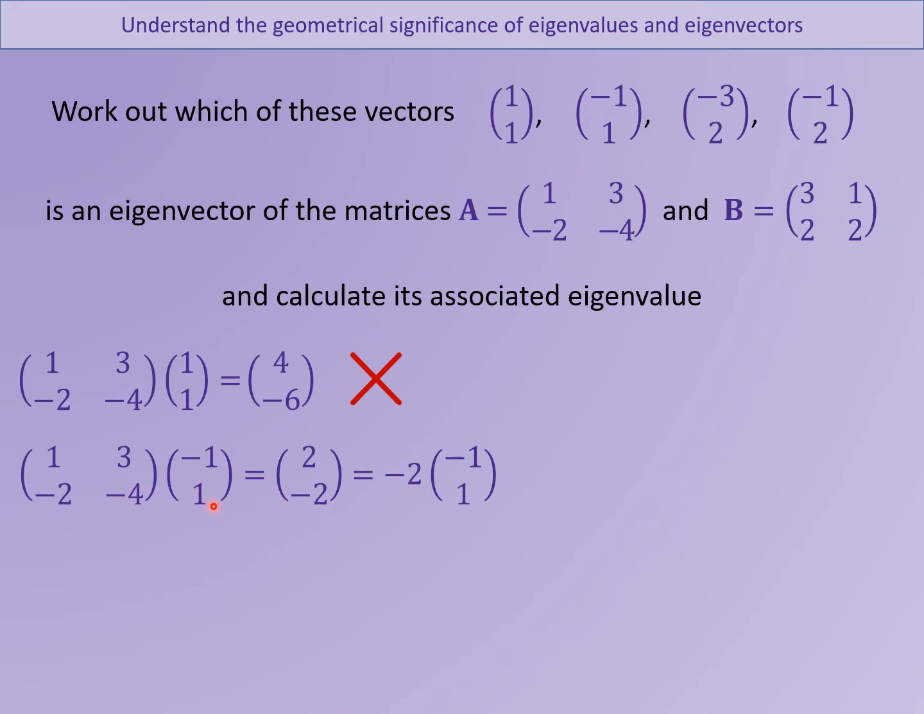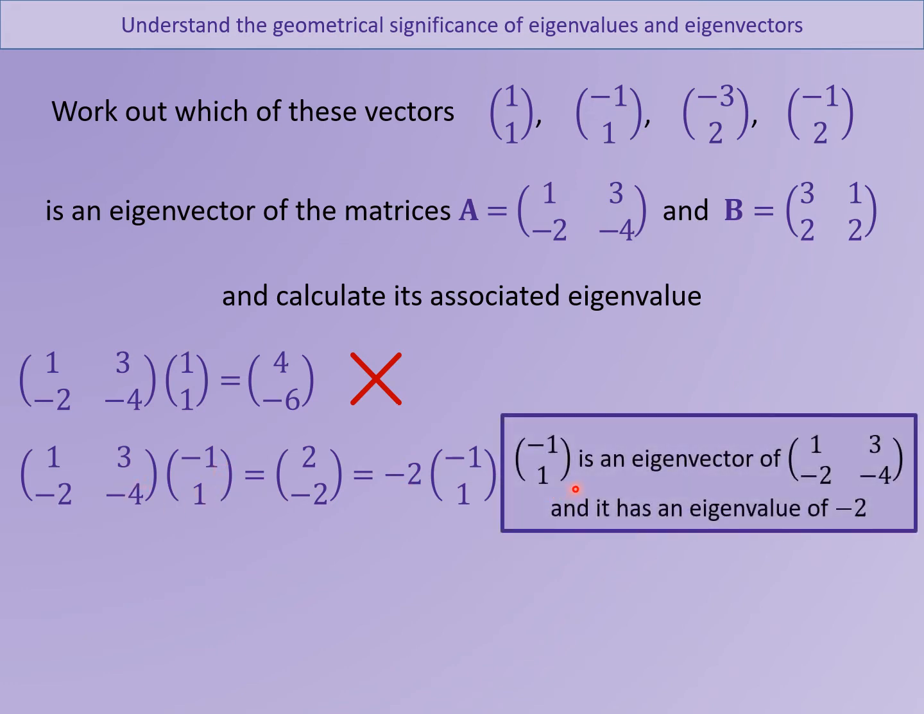So therefore, minus 1, 1 is definitely an eigenvector of 1, 3, minus 2, minus 4. And the associated eigenvalue for that one would be minus 2. So you can confirm whether a vector is an eigenvector by using this technique.